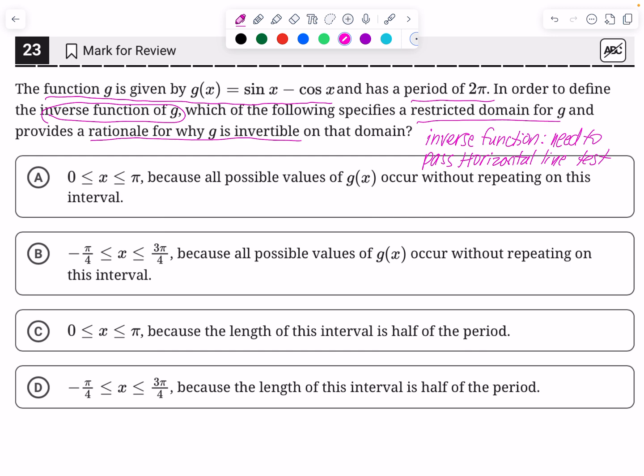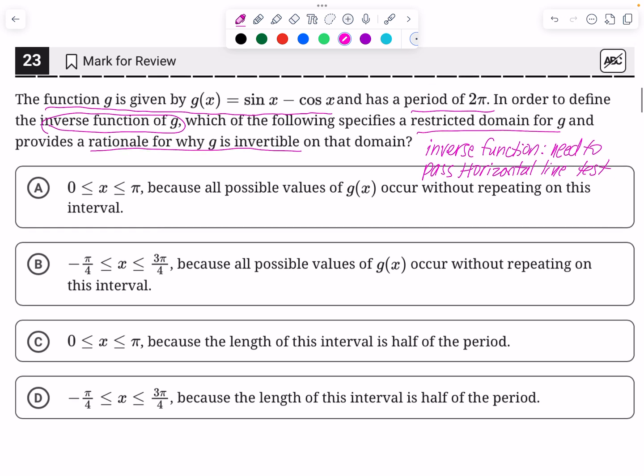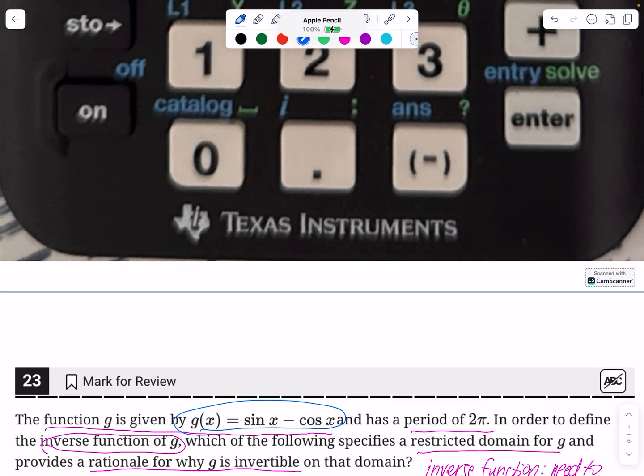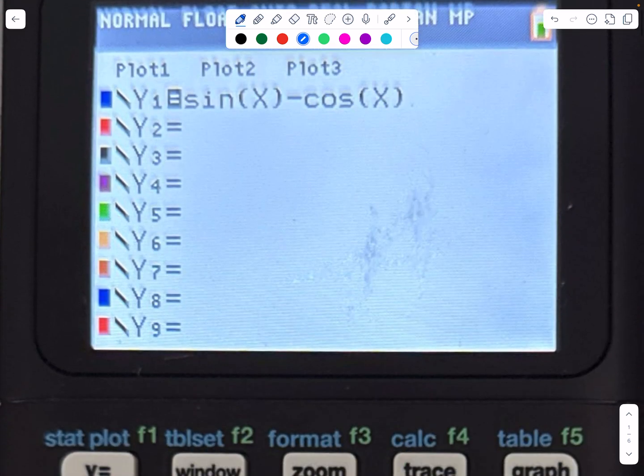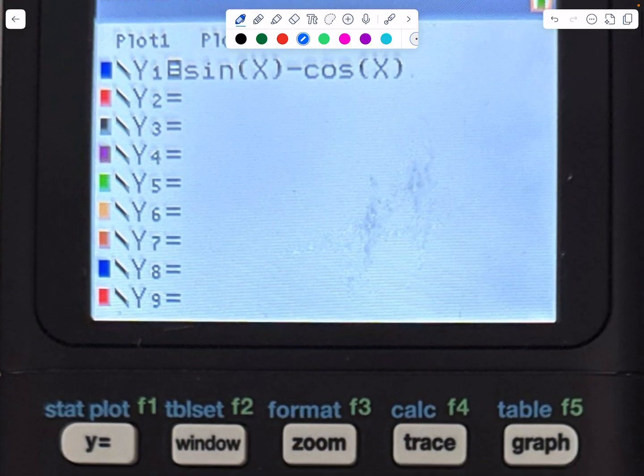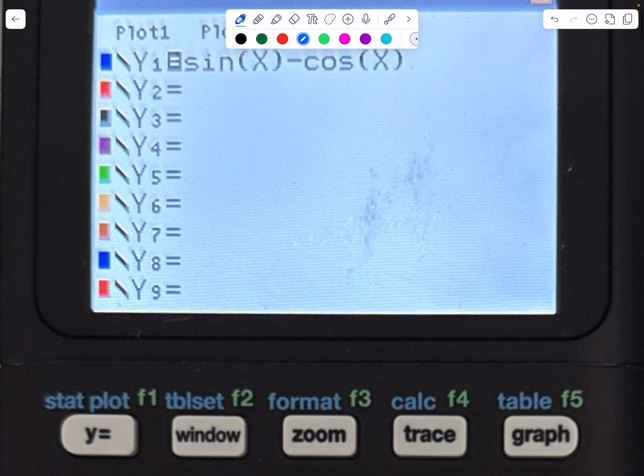So if you look at choice A, this is the given domain. It's from 0 to pi. So that's what we're going to put as our window, 0 to pi. First, let's put this into the calculator, and keep in mind this is the function we're putting into y1. So in the calculator, we put in y1 equals sine x minus cosine x.